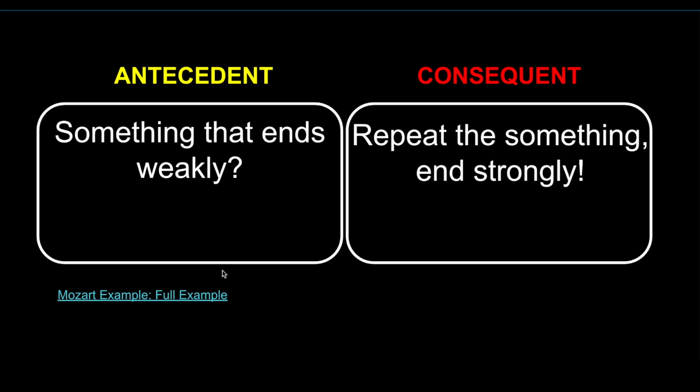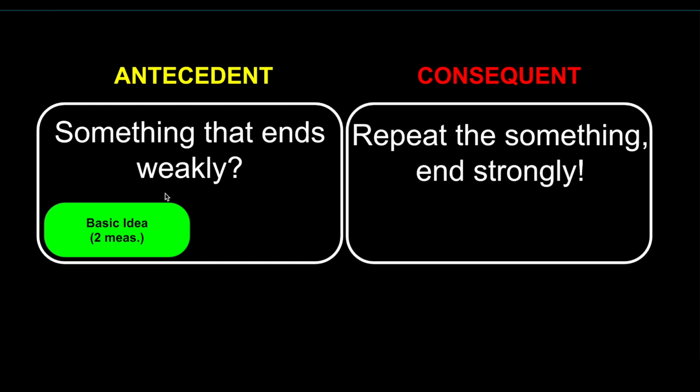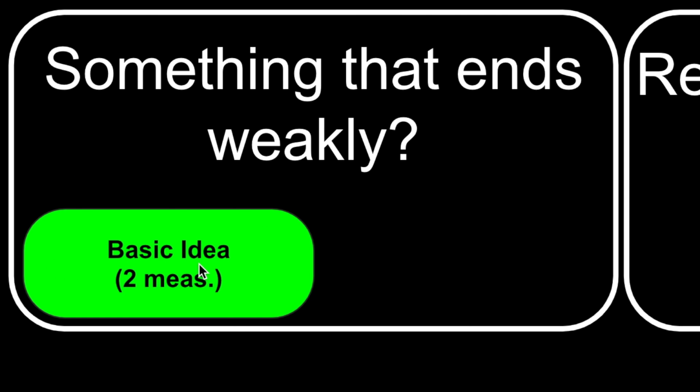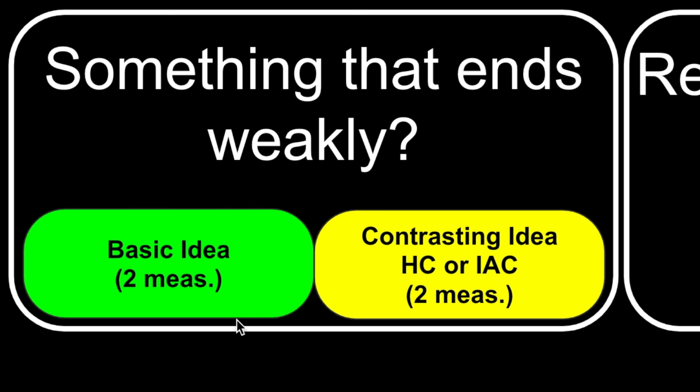All right, so we heard some music that started and then repeated. We'll get to that in just a second. We've got the basic idea, which happens for two measures within this very specific understanding of the period. Before you know it, we're going to break the idea out and look at the big picture of it. But within the Kaplan model, we're just going to say that the basic idea is two measures. And then there's a contrasting idea that happens for two measures. Now, the important thing that makes it sound weak at the end is that it ends with a half cadence or an imperfect authentic cadence, okay?